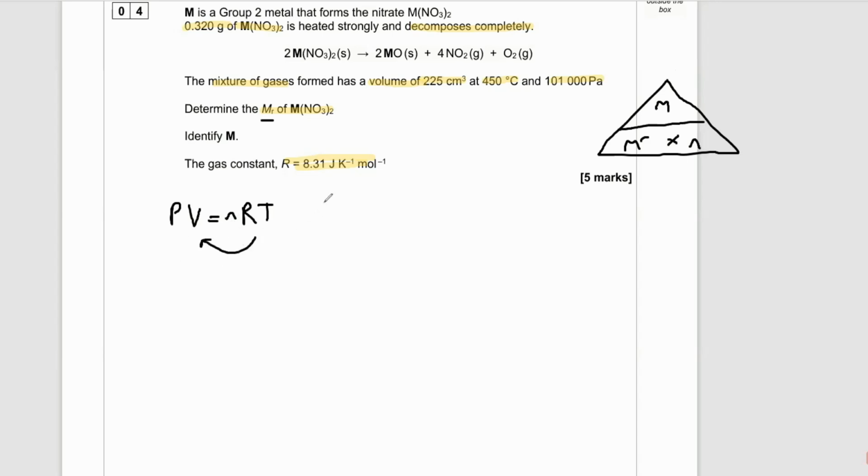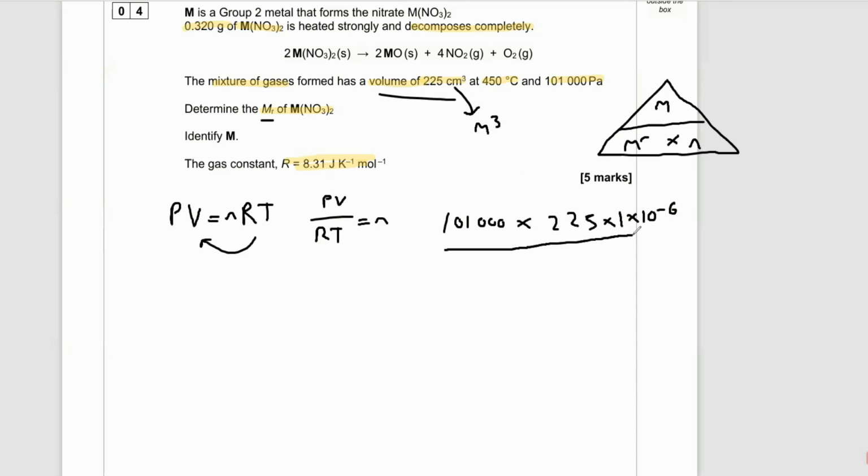Identify M. Well, because we've been given R as 8.31, we need to use PV equals nRT. We're looking to find the Mr, so we need n so that it can go in our Mr and mass equation. So we're going to do PV over RT equals n. We know the pressure is 101,000. They've given that to us nicely in pascals. We've been given the volume, but you must convert to meters cubed in these ideal gas equations.